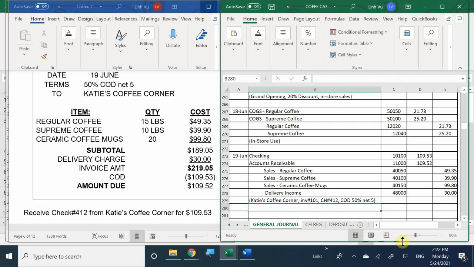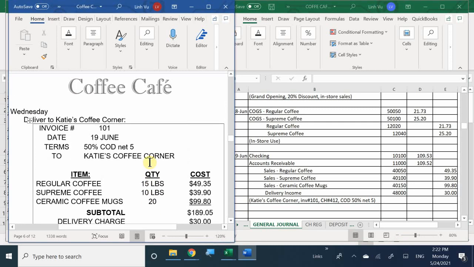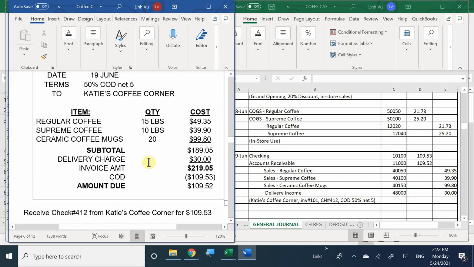Okay, let's see. Invoice 101, Katie's Coffee Corner, 50% COD, check number 412. Now I go to the general ledger. Good.